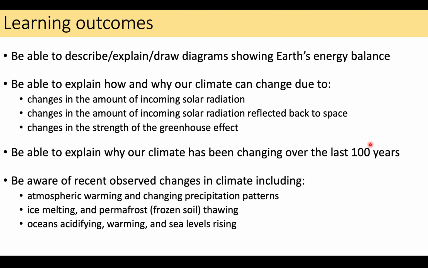So looking at the diagrams of Earth's energy balance, what's coming in versus what's going out. We're going to talk about how and why climate changes due to different components of that energy balance on Earth. And then look at the past 100 years, how climate has changed and why. And then look at some recent observed changes in climate. So we'll look at atmosphere, precipitation, cryosphere, and our oceans, the way that climate is changing.